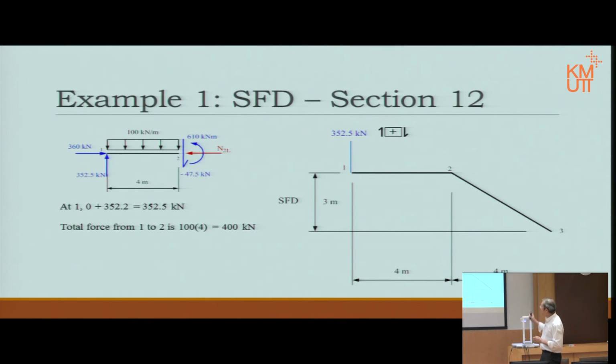The shear force at point 2 is not minus 400. Again, the shear force does not equal the force. The change in the shear force is equal to the total force. Therefore, it is the change. Where is it changed from? It changed from 352.5. Therefore, it becomes minus 47.5.